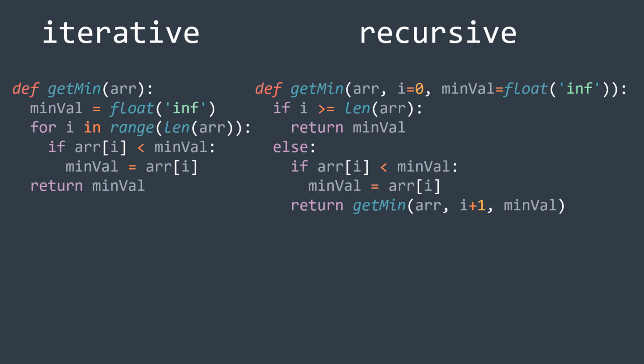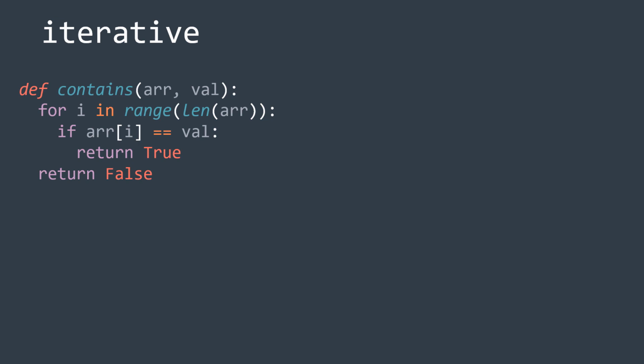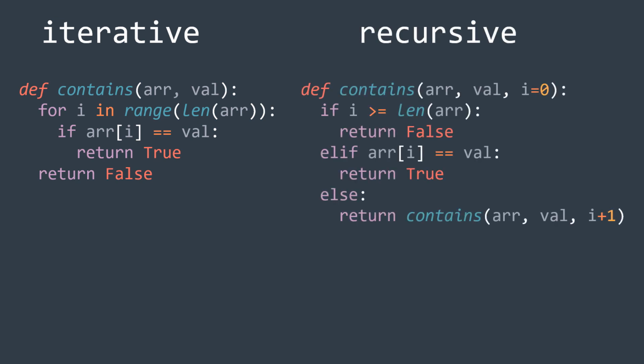For example, we have an array and we want to check if the value val is in it. Iteratively, we would write this. Inside the loop, if r of i is equal to val, we directly return true. We don't check the remaining elements. So in recursion, we write if i is equal to length of r, we return false. It means that we didn't find val. Second base case, if r of i is equal to val, we return true. And in the recursive case, we have nothing to do because we already checked if r of i was equal to val, so we just return the function call with i plus 1.